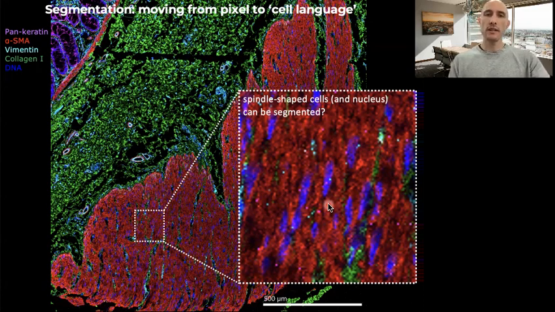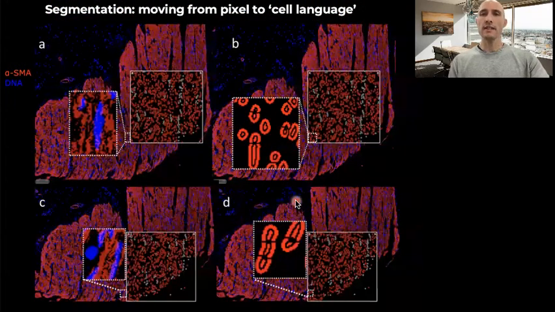So what we did in our study was to use these spindle-shaped cells to train our software and to see if the software can do a decent job recognizing cells that are not round cells. And these are our results.